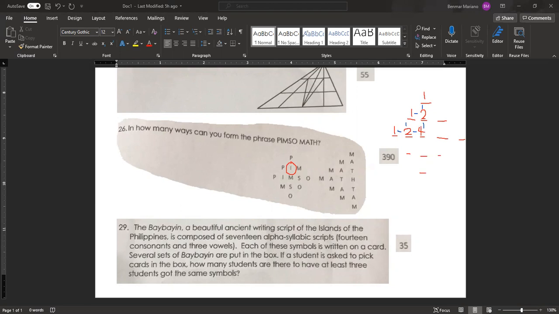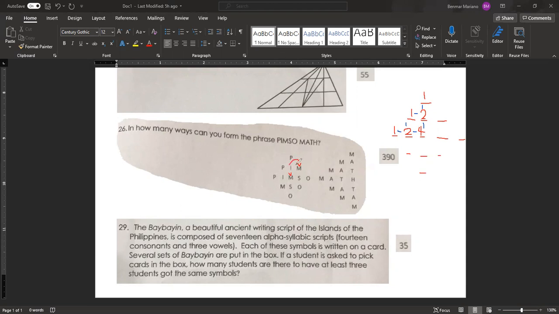Next, let's now focus on the letter M. So we now have letter M here. For us to attain letter M, we go from letter I to letter M.